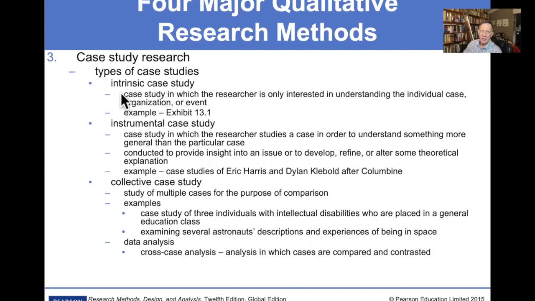Types of case studies: intrinsic case study, instrumental case study, and collective case study. You can have a look at those. Not difficult.